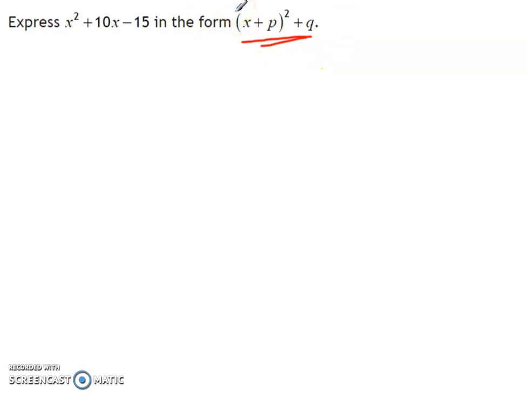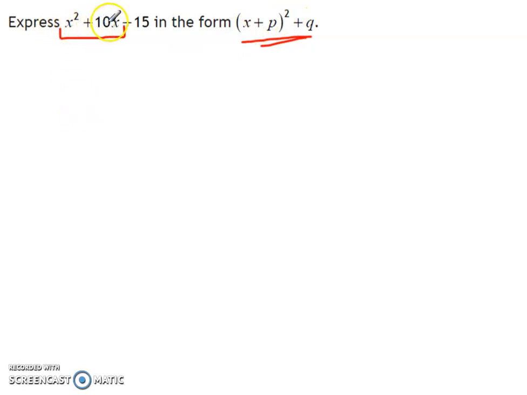Now, when we're doing something like this, there's actually a set of steps that if you follow them, you're able to get it no problem. Now, the first thing we talked about in class, and the first thing we should always look at, is this little section here. Ignore the minus 15 to begin with.